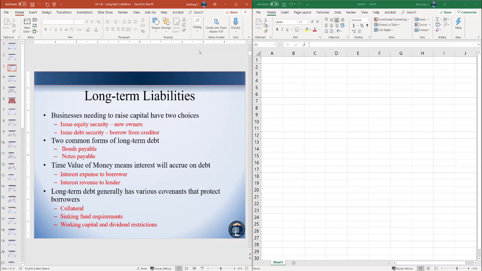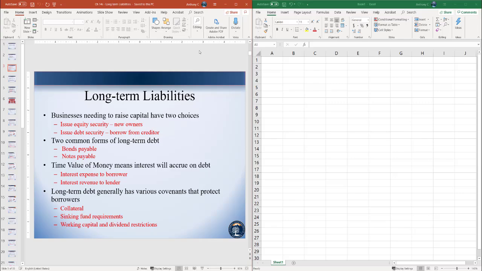So just so we can put this into context in a business context, let's just say we're a business. If we wanted to raise capital or extra cash, let's say for an investment opportunity, you have two basic choices. Either we could issue equity securities. So in other words, we could sell stock, in which case we would introduce new owners to the business. Or our second choice is to issue a debt security. So in other words, we could borrow money. In this chapter, we'll be focusing on debt securities, as I mentioned, in particular, long-term liabilities.